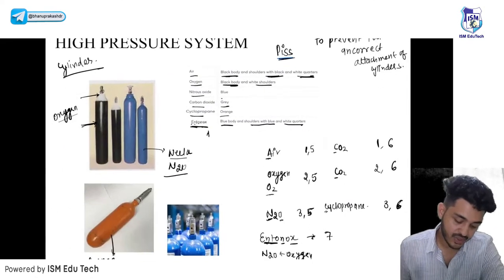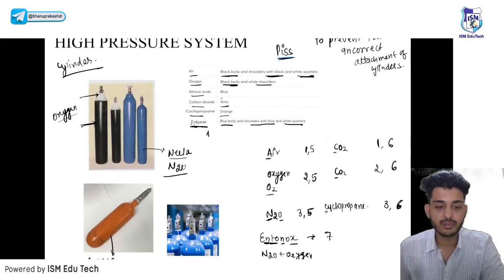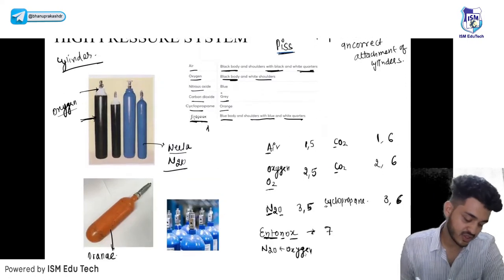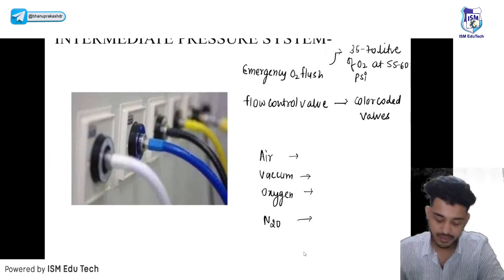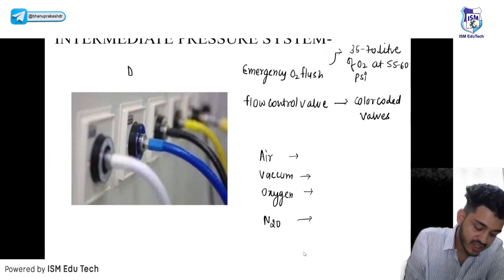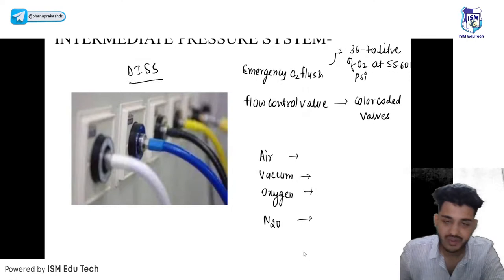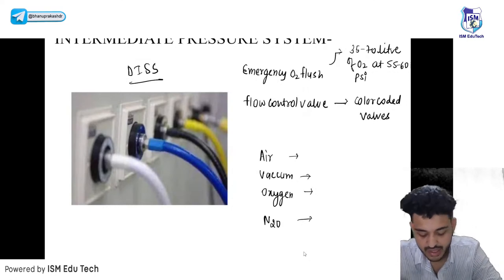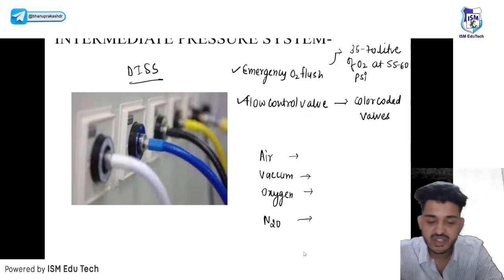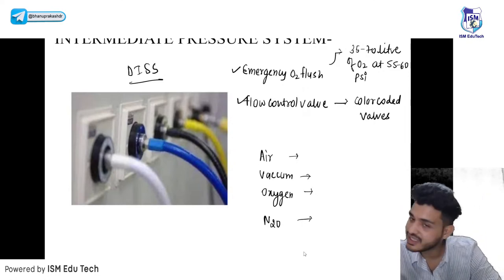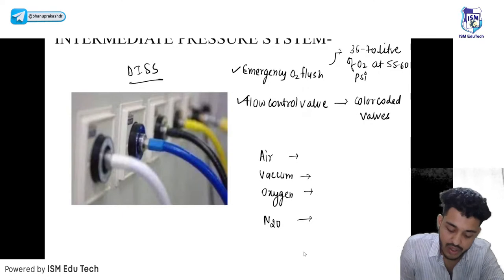So that will be your high pressure system. This will be having the highest pressure. Next will be the intermediate pressure system. In this pressure system, we are having the diameter index safety system, DISS. We will discuss DISS. Two more things we need to remember. There is the emergency oxygen flush, which is present in the intermediate system, and the flow control valve.